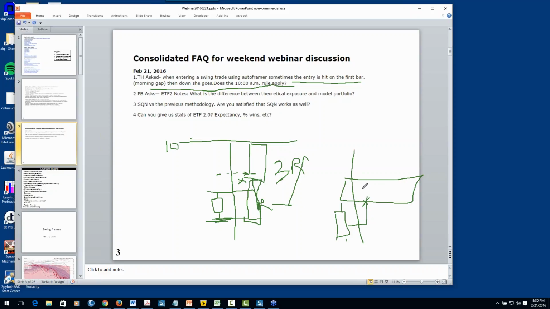Or if it gaps above this, if it's up in this box, if it's inside the box, I can still buy it with my stop down here. But if it gaps up higher than that level, then I no longer have 2 to 1, and then I don't take the trade unless it comes back down, finds support, and then goes back above yesterday's high. Then I would buy that one right here.